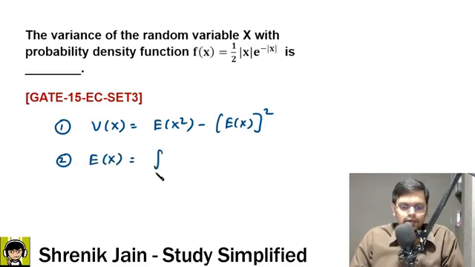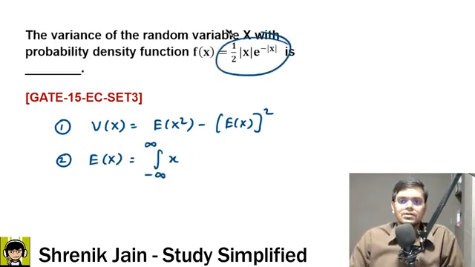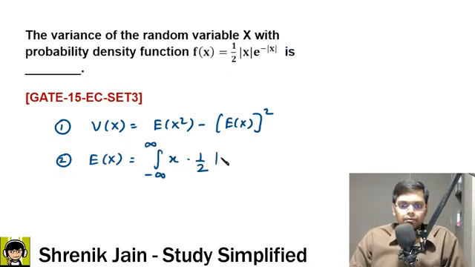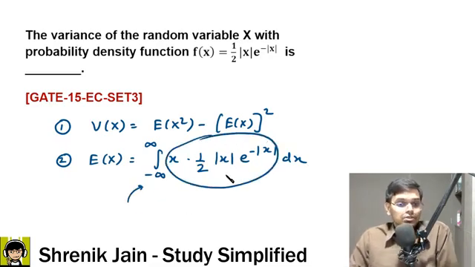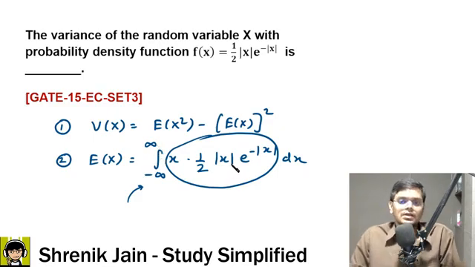E of x is integral minus infinity to plus infinity x into f of x, which is this. So half mod x e to the power minus mod x and dx. Guys, tell me, don't you feel that integral minus infinity to plus infinity, we have a function? Then we should check the function, because this is integral minus a to a. If function is even, then we have to solve the integration. But if function is odd, there is no need to solve the integration, because integration would be 0.